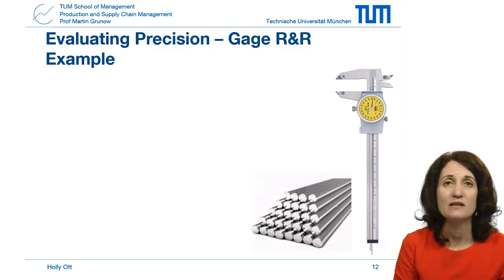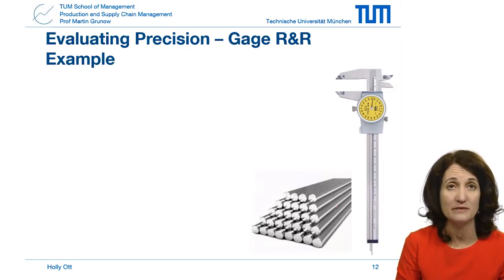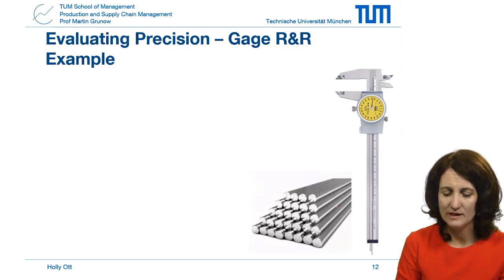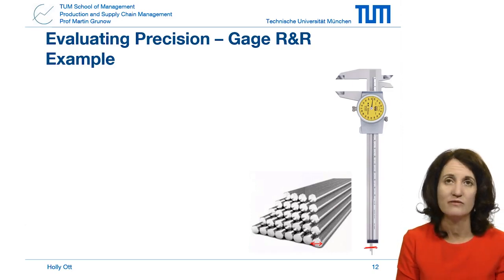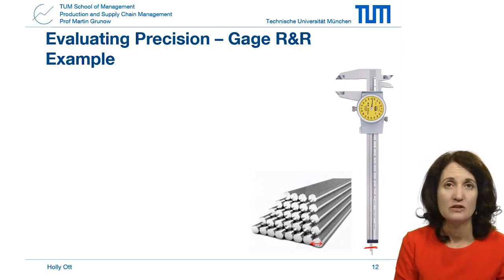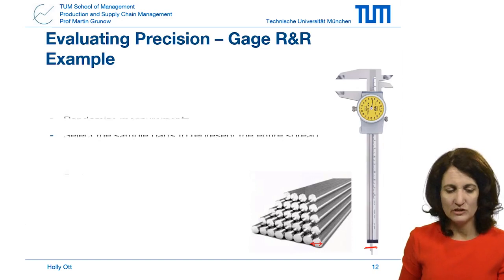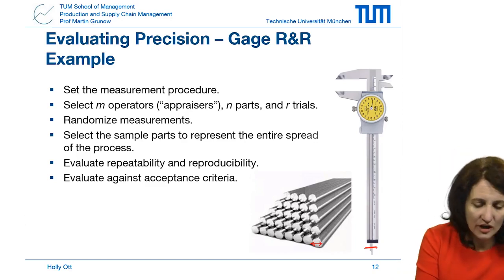Now we want to look at an example. Again, we don't want to go through all the calculations, but just to give you an idea. In this case, we're using a dial caliper to measure the diameter of rods of metal.